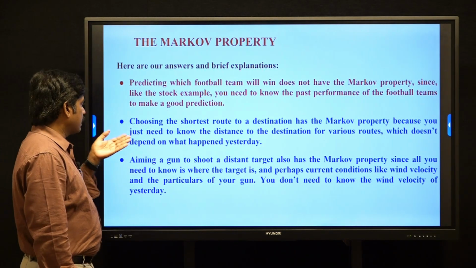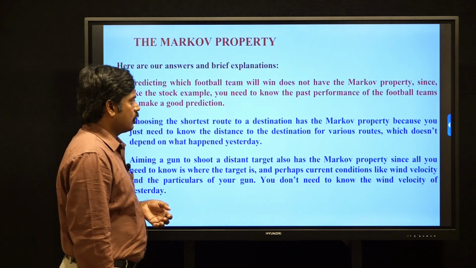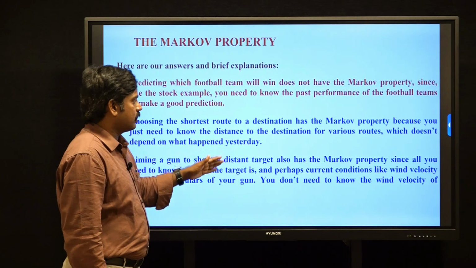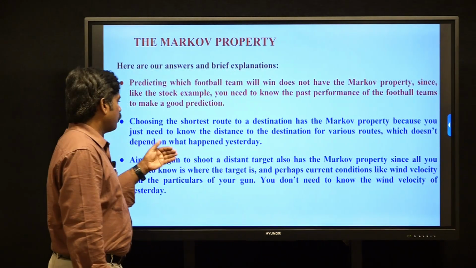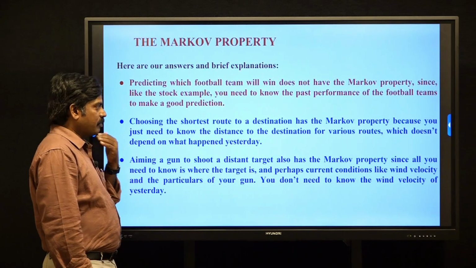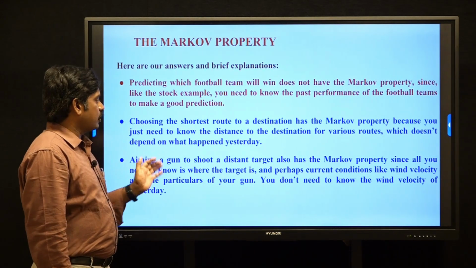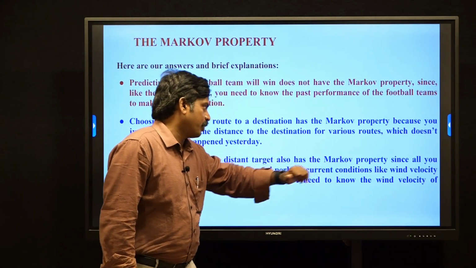Next one is choosing the shortest route. It belongs to the Markov property because you just need to know the distance to the destination for various routes, which does not depend on what happened yesterday or the day before yesterday. So we depend on the current position only. Next, aiming a gun to shoot. It also reaches the target, Markov property.